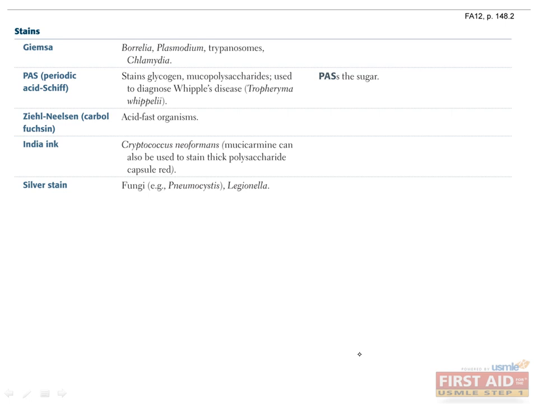For example, a Giemsa stain can be used to identify Borrelia, Plasmodium, trypanosomes, and Chlamydia. The periodic acid-Schiff stain can stain glycogen and mucopolysaccharides, making it useful in identifying the bacterium Tropheryma whipplei, which is the cause of Whipple's disease. The Ziehl-Neelsen stain is used to detect acid-fast organisms. Keep in mind that Ziehl-Neelsen is synonymous with acid-fast.